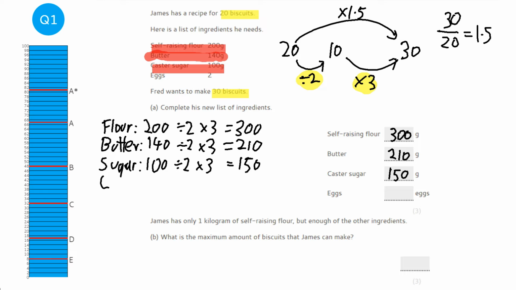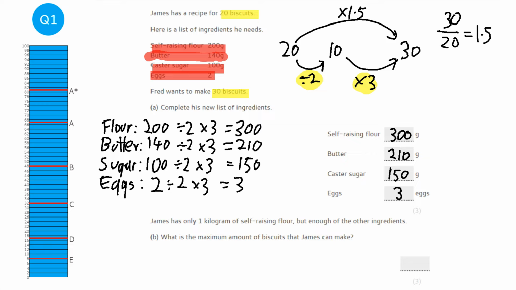And lastly, the eggs. Okay, so let's have a look at the eggs. There's only 2 of them. Okay, so it's going to be 2 divided by 2 times by 3. 2 divided by 2 is 1, times by 3 is just 3. So we've got 3 eggs. Now, sometimes you do need to write the units, but these actually already give the units, so we don't need to worry about that. Okay, let's move on to the next question.